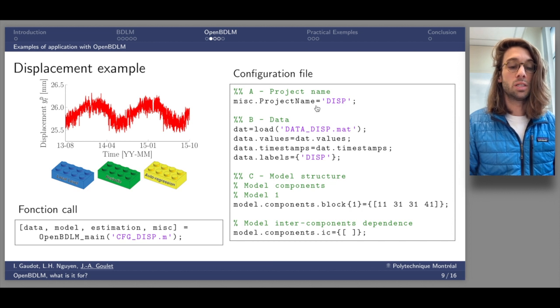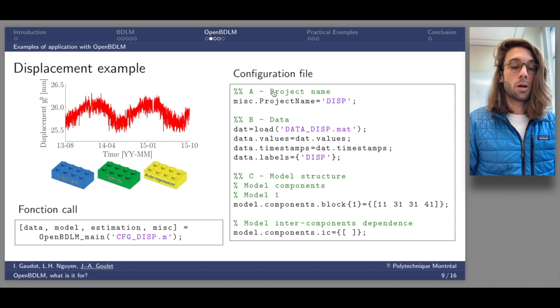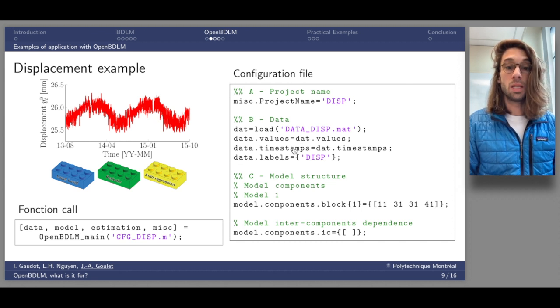So I have, for instance, here the project name. You can name it as you wish. Then this is part A. Part B is for the data. So you need to load and store somewhere your data. In this case, data.value contains a vector of values for this time series. Data.timestamps contains the timestamps for each of the data points you have collected. And finally, you need to define a name for your time series. I've called it disp here.